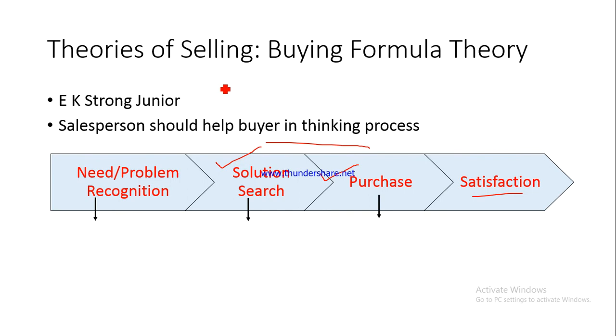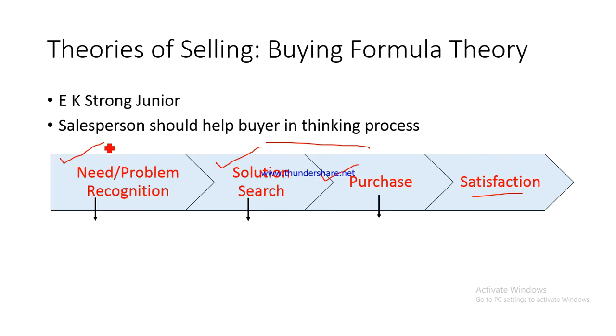Now this particular theory says that it is for the salesperson to take the buyer forward in this particular process. So the buyer would get stuck at different stages in this whole process, the 4 different stages. It is for the salesperson to push the buyer from one stage to the next, right? For example, the first stage is the buyer should feel some kind of a need. He should have some kind of a problem to which he should want some kind of a solution, right?